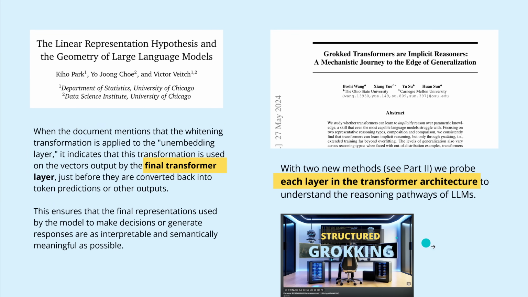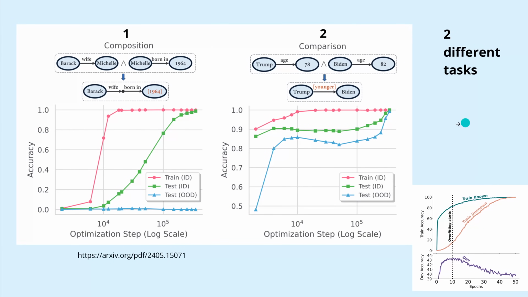But in video number 2, I showed you that we have two methods where we can probe each layer in our transformer architecture to understand the reasoning pathways, the generalization circuit, like I showed you in part 2 of this mini-series, in our LLMs. So now we have different tools, but today we will focus on grokking, the Grok transformer implicit reasoner, and we look at the second task that we did not have time to look at in video number 2. And this task is called comparison.